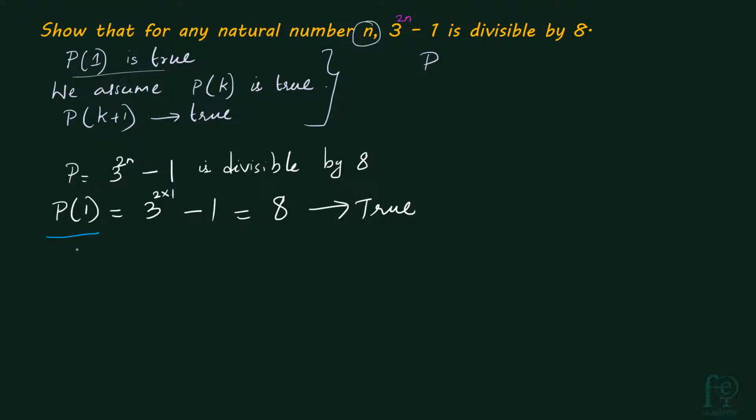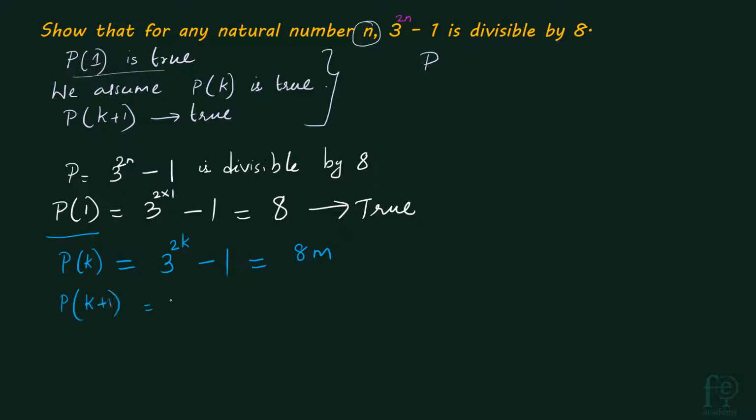Now we are assuming that P of k is true. So P of k is true, we have to assume. So P of k is equal to 3 raised to 2k minus 1 should be divisible by 8, which means that 3 raised to 2k minus 1 is equal to 8m, where m is any natural number. A multiple of 8 is naturally divisible by 8. So we are assuming P of k is true, which gives 3 raised to 2k minus 1 is equal to 8m. Now we go for P of k plus 1.